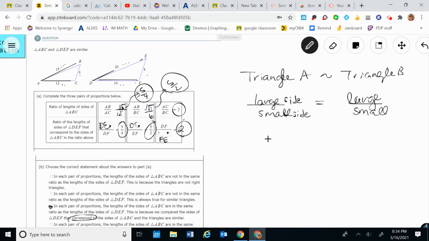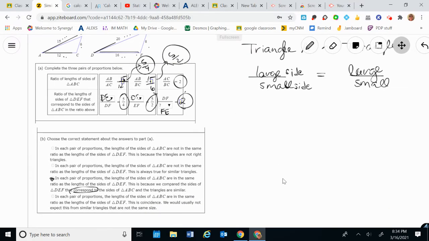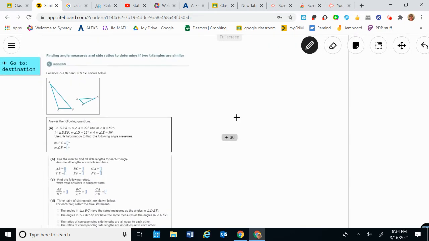Now I don't know what's underneath this fourth answer. In each pair of proportions, the lengths are in the same ratio. This is a coincidence. I wonder if there's ever a coincidence. I just think that's a funny answer. But basically, this is going to be true all the time for similar triangles, and that's what we're looking at.